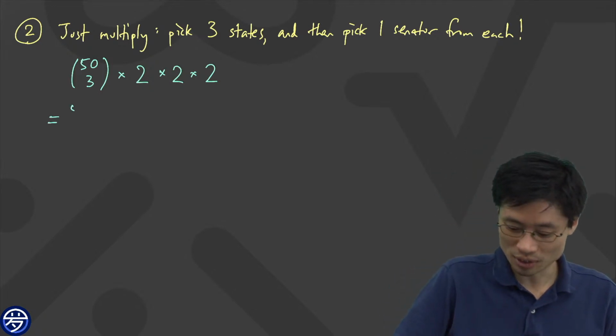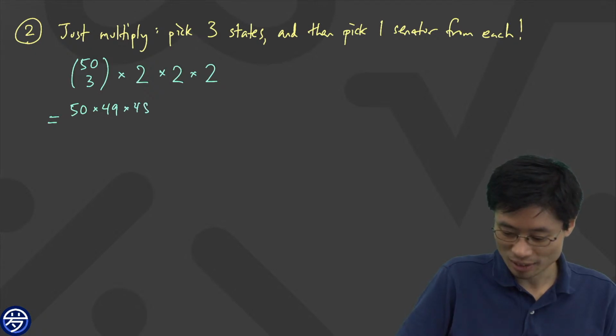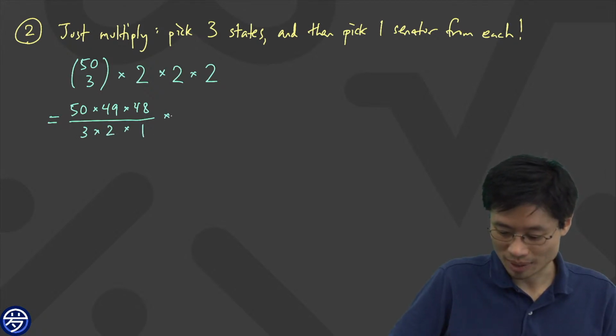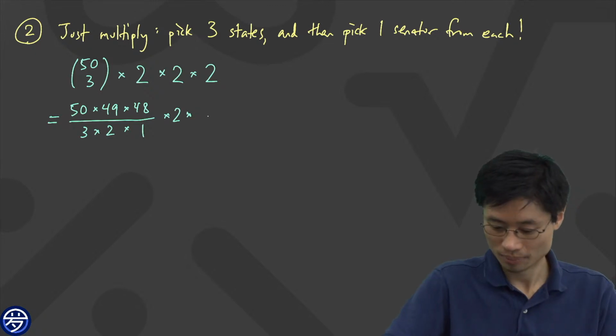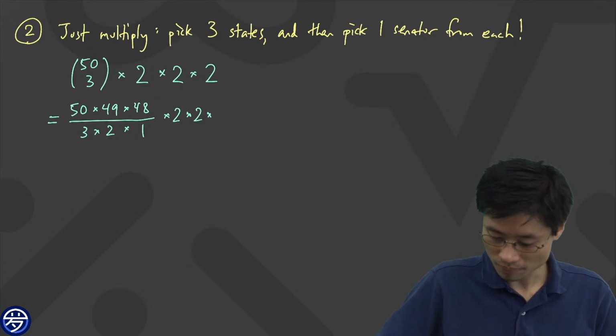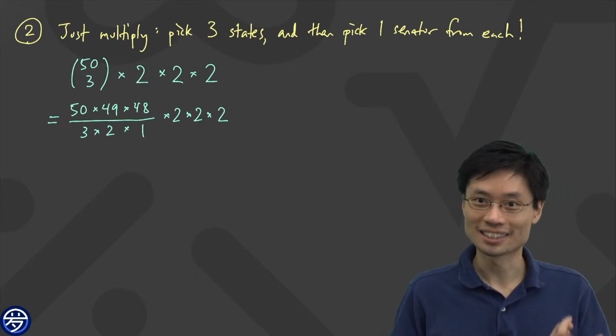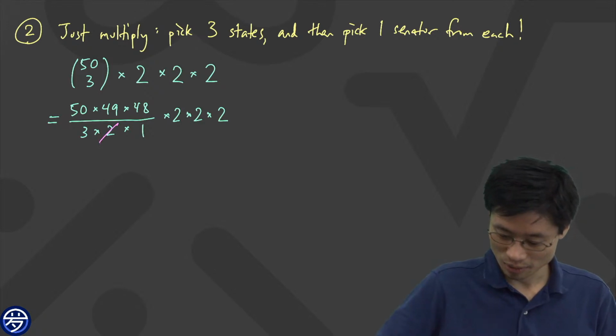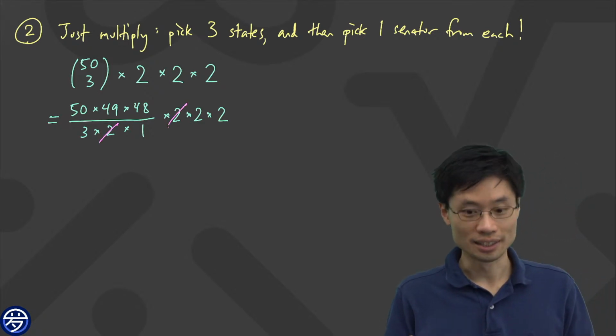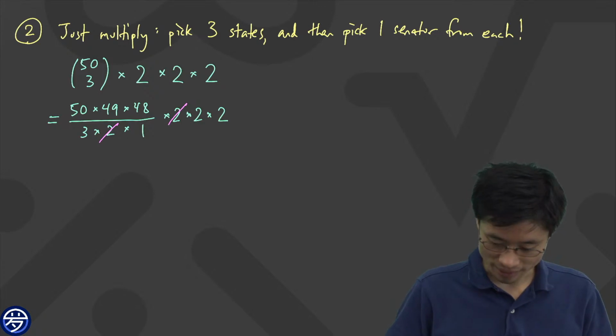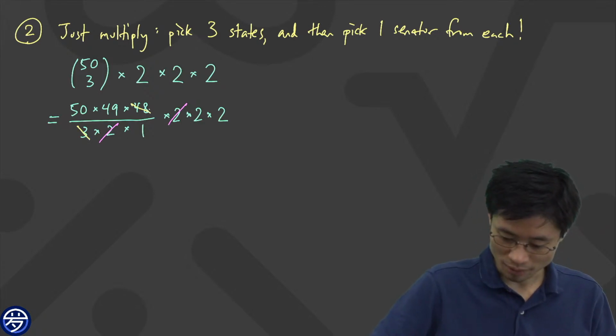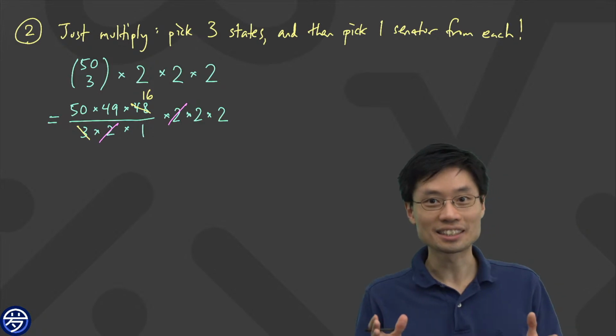This is just 50 choose 3, which is 50 times 49 times 48 divided by 3 times 2 times 1. Okay, and there's still a times 2 times 2 times 2. That's convenient. One of the 2's cancels. And there's a 3. I guess the 3 can cancel with the 48, giving me a 16.